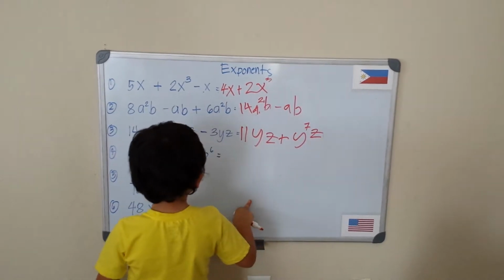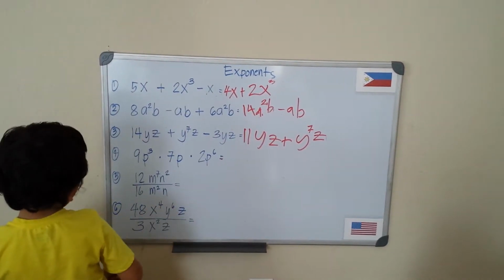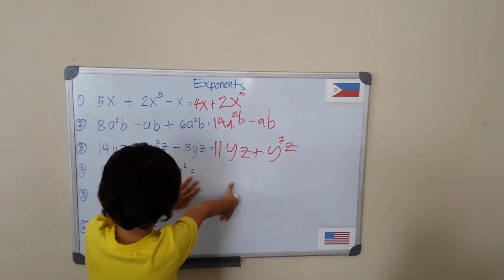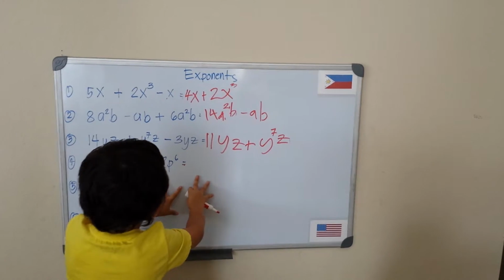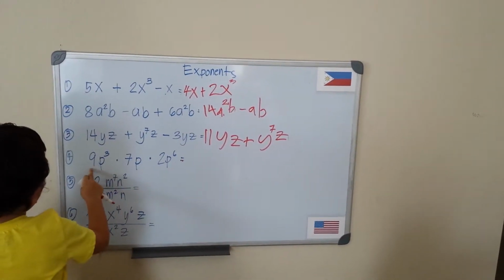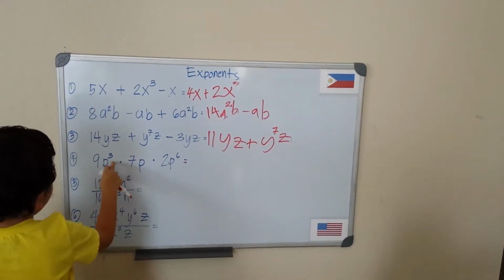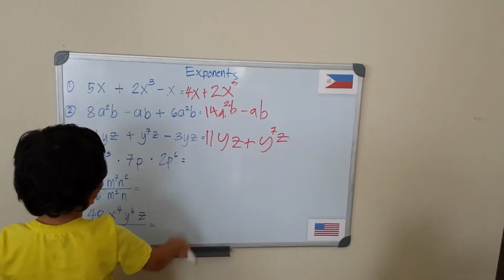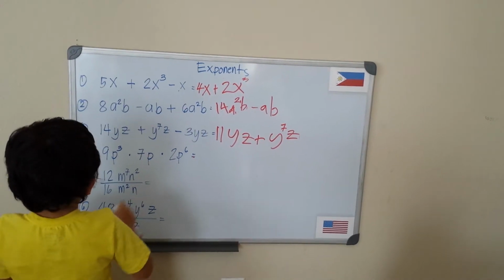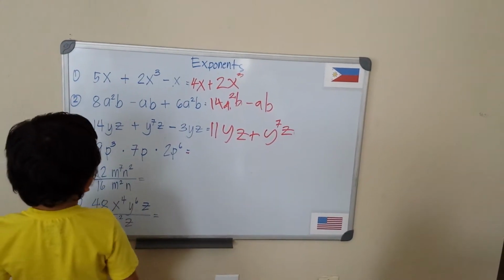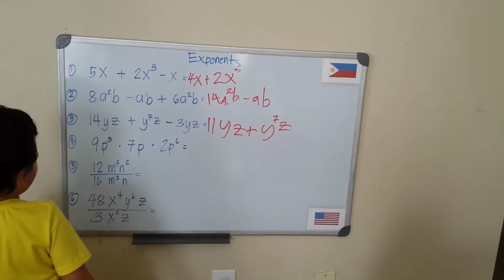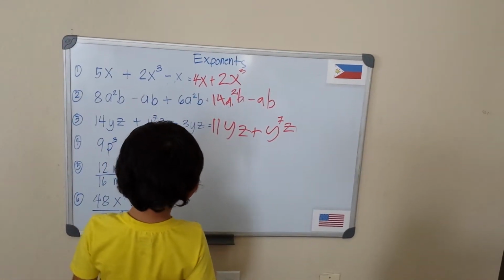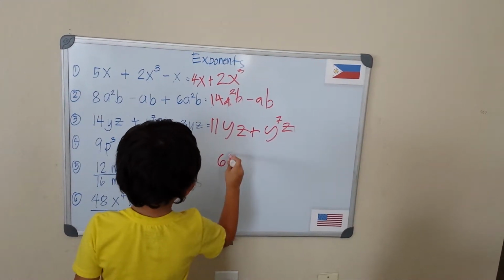Okay, so this is multiplication now. So we're going to multiply that one by here. But here is 9p3 times 7p times 2p6. So we go to multiply 9 times 7 times 2. So 9 times 7 is 63 times 2.